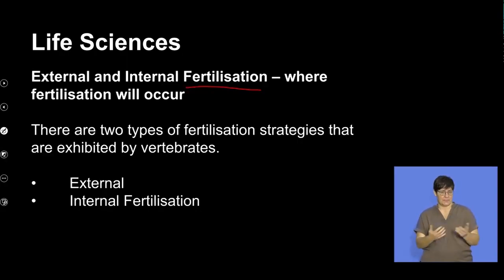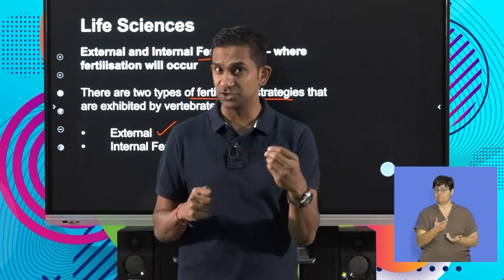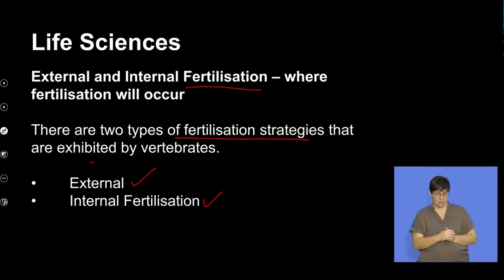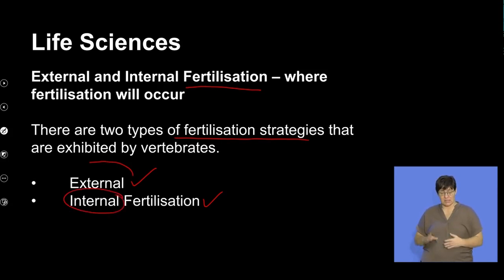It's important that we recognize that as we talk about fertilization, there are two types of fertilization that can be exhibited by vertebrates. We have external fertilization and internal fertilization. What does this mean? If we go back to fertilization, it's important that we recognize that fertilization is the fusion. If it happens within the body, we refer to that as internal. If it happens externally, it's a different mechanism where the gametes rely on the external factors to bring them together.